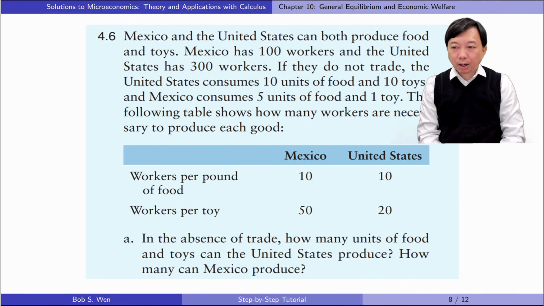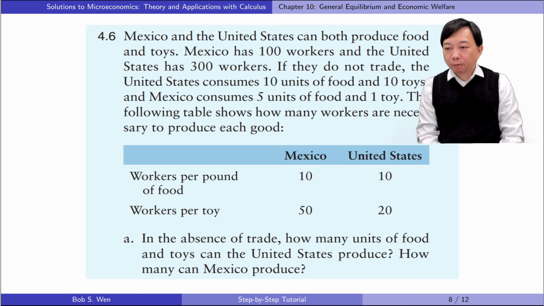Let's go to exercise 4.6. Mexico and the United States can both produce food and toys. Mexico has 100 workers and the United States has 300 workers. If they do not trade, the United States consumes 10 units of food and 10 toys, and Mexico consumes 5 units of food and 1 toy. The following table shows how many workers are necessary to produce each good.